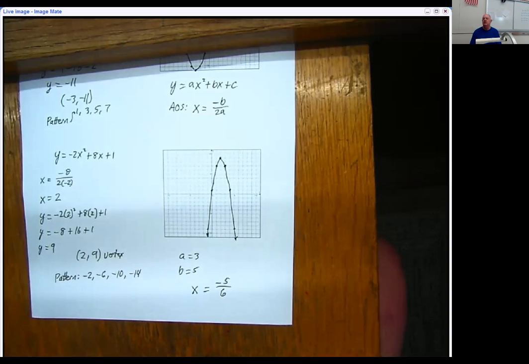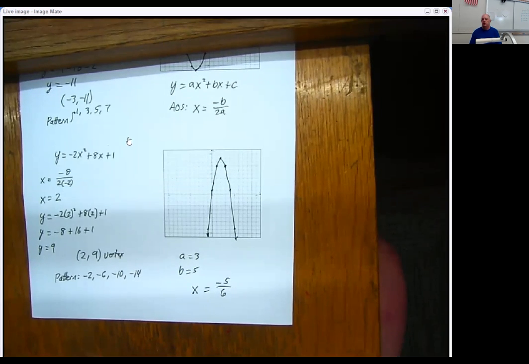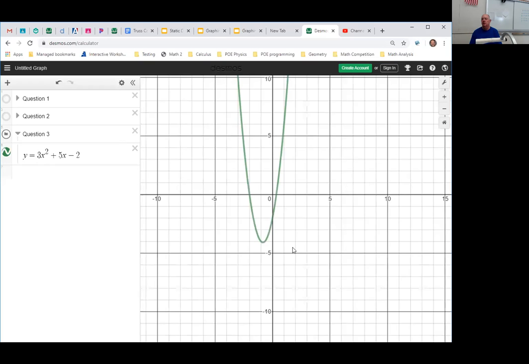And so if we go back to Desmos, and if we click on that vertex, you'll notice, yeah, negative 5 sixths, not super nice. So we were kind, you're welcome.